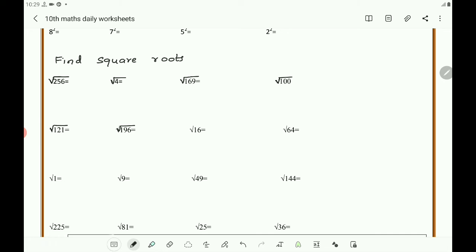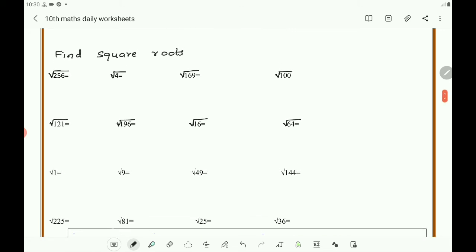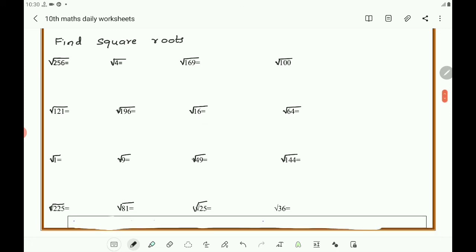of 196, square root of 16, square root of 64, then square root of 1, square root of 1, square root of 9, square root of 49, square root of 144, square root of 225, square root of 81, square root of 125, then square root of 36.